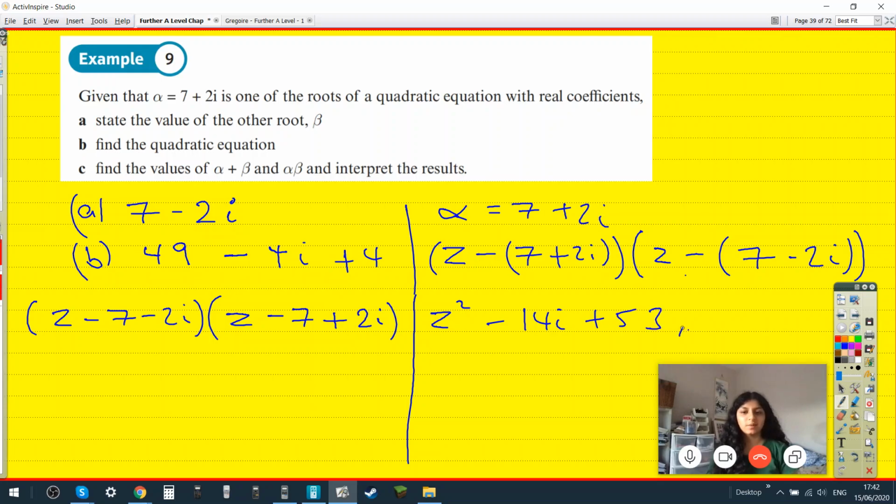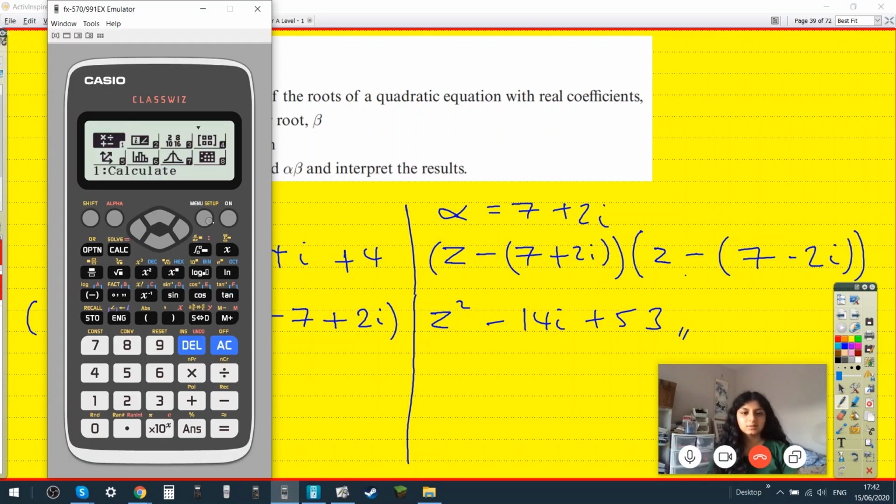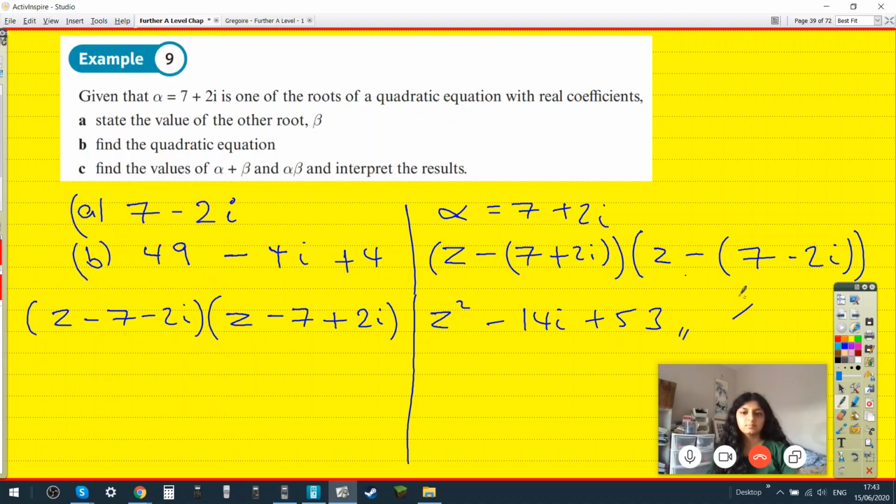I don't know. This is a bit confusing. Calculator. Right. 1 minus 14, 53. 7 plus 2i, 7 minus 2i. Oh yeah. And so we're correct. Z is x. So it's like I was just getting confused because I was like, what is that? Where does it come from? But yeah, you just have to add them and then multiply them.